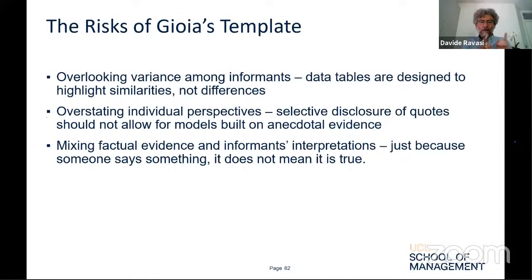Mixing factual evidence and informants' interpretation. Just because someone says something, it doesn't mean it's true, okay? So this is a method that, as we said earlier, foregrounds the interpretation of informants. It's an interpretive perspective, and you have to be careful not to pass informants' interpretations off as if they were factual evidence. You can use informants' interpretations as inspiration to go and collect additional data and say, this is what they told me, and I went to check, and actually there's some evidence to back that up. But don't make objective claims based on your informants' interpretations without having collected additional supportive evidence, I would say.